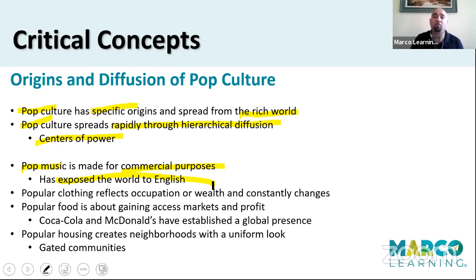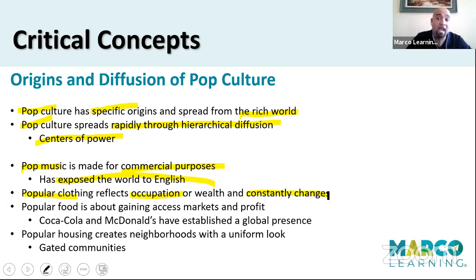Next up, popular clothing reflects occupation. If you have a certain job, you're expected to dress a certain way. As a teacher, I will wear khaki pants and a polo every day. Somebody else who's the CEO of a Fortune 500 company might be expected to go in a suit, whatever the case might be.